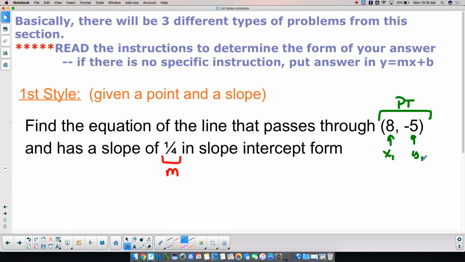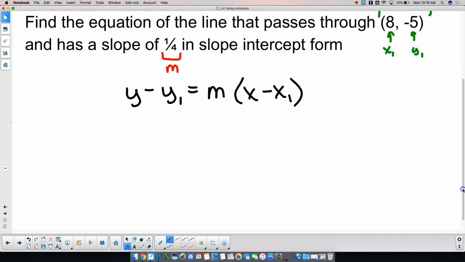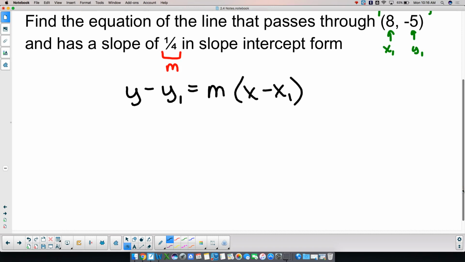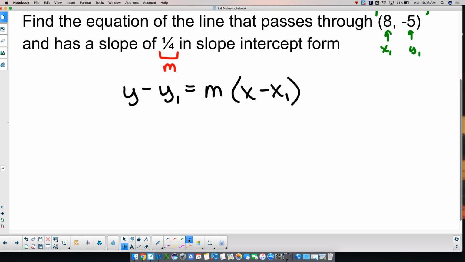So we're going to start with y minus y sub 1 equals m times the quantity x minus x sub 1. Let me scroll down here a little bit. There we go. So y is going to stay y. My y sub 1 is negative 5. My slope is positive 1/4.